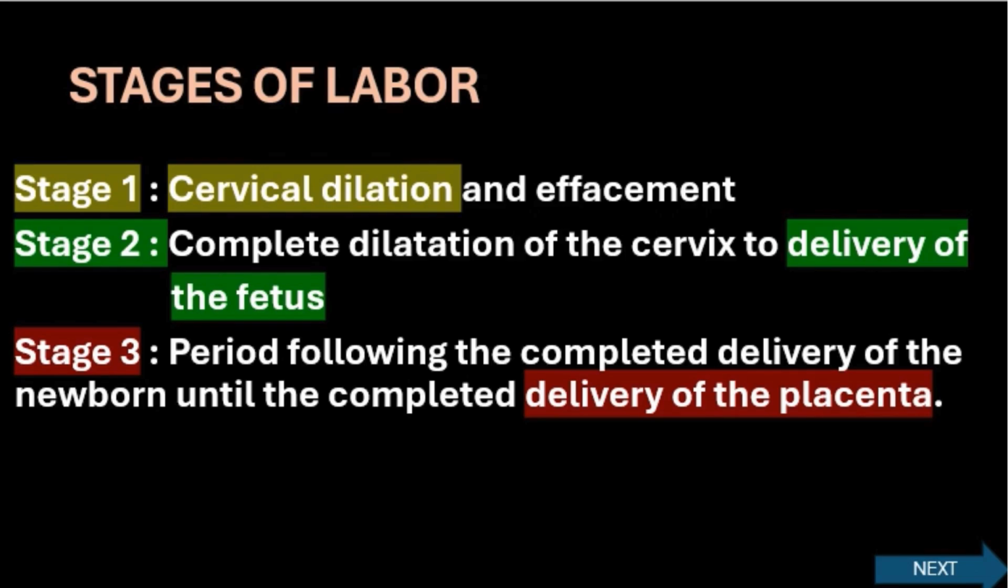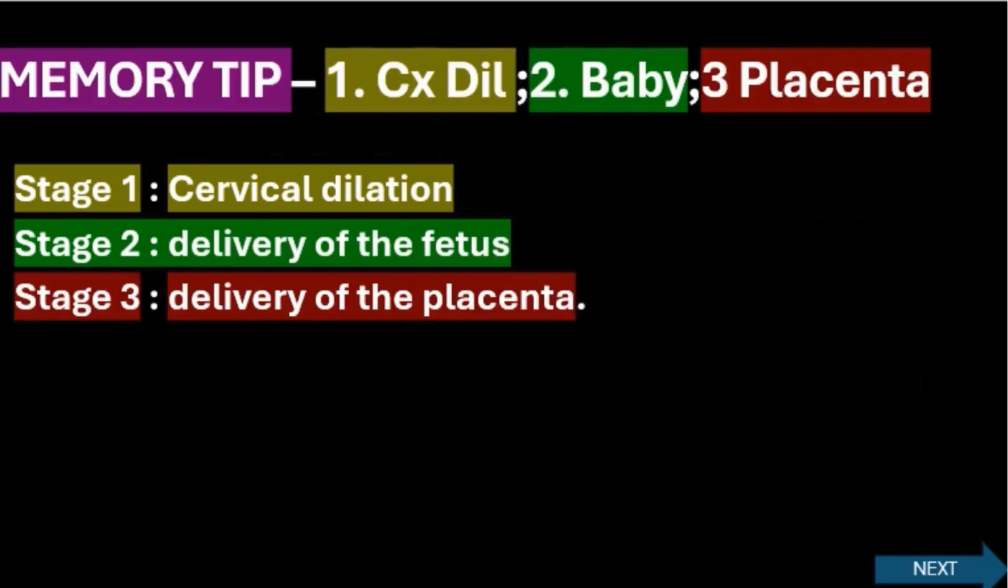Stage 1, cervical dilatation and effacement. Stage 2, complete dilatation of cervix to delivery of the fetus. So stage 2, delivery of fetus. Stage 3 is delivery of placenta. Period following the complete delivery of newborn until delivery of placenta. Let us quickly see the memory tips here with color codes. 1, CX, 2, babe, 3, placenta. So stage 1 is cervical dilatation. Stage 2 is delivery of fetus. Stage 3 is delivery of placenta.